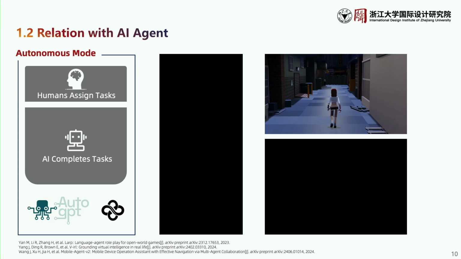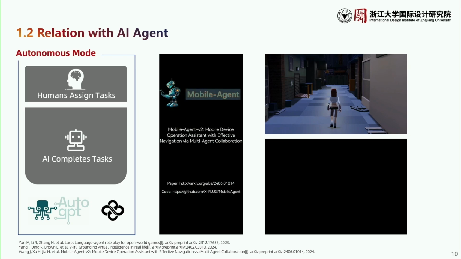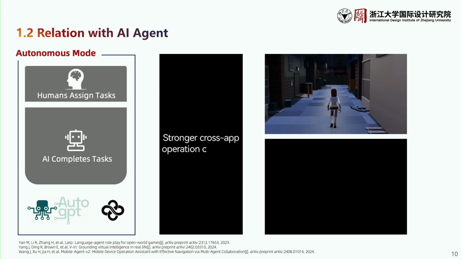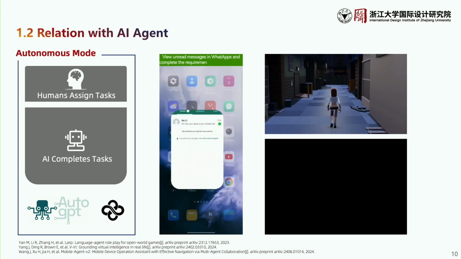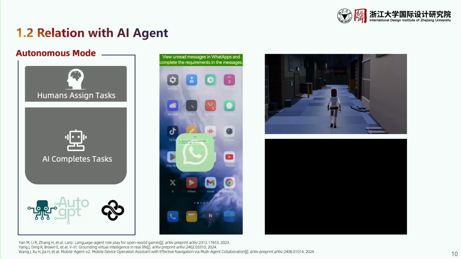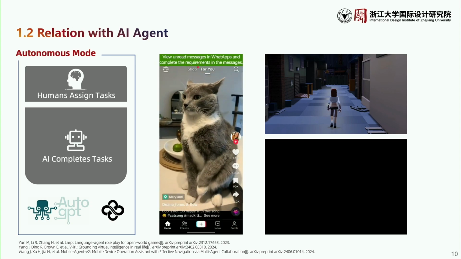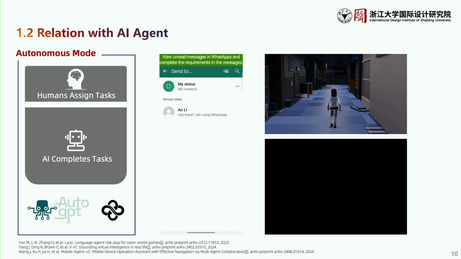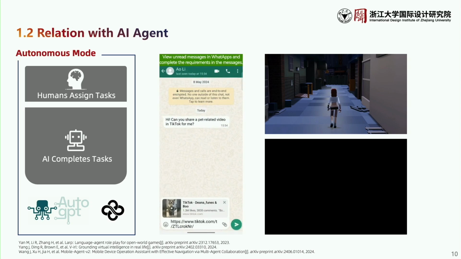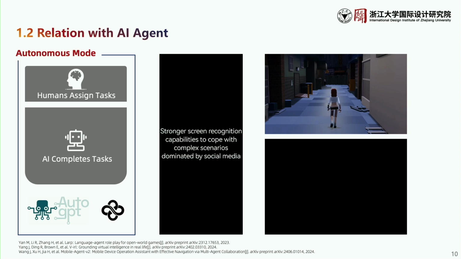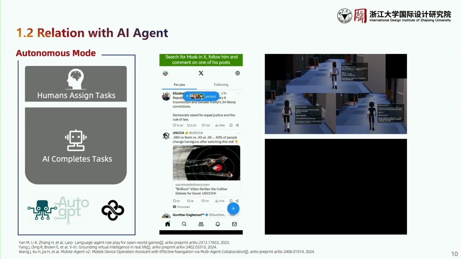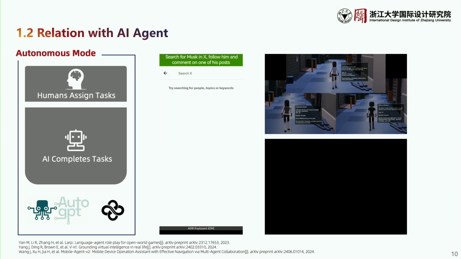But there's another mode. I call it autonomous mode. This mode, I think, is what humans are eager to achieve in the future. Just imagine, when we use cell phones, we don't need to pick any applications and do actions. We just tell our cell phone what to do. For example, in this example, it says, check the unread messages on WhatsApp, and please help me respond to some messages.